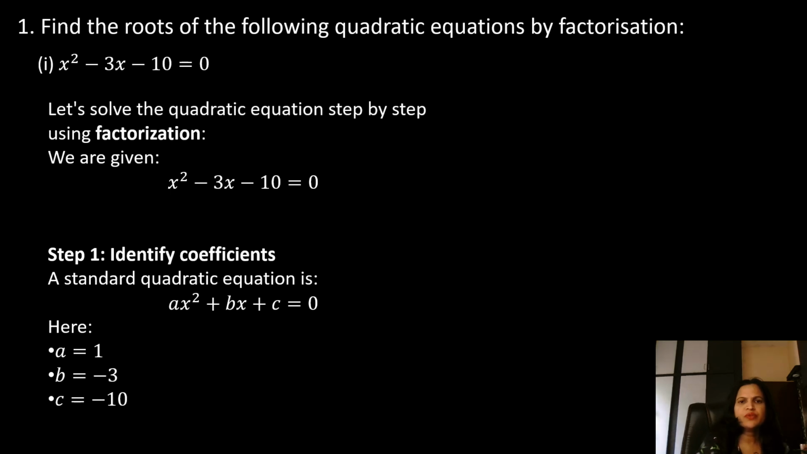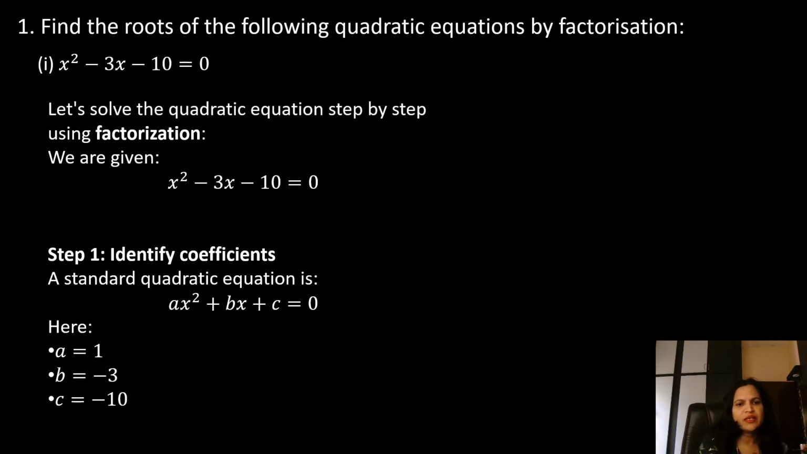First one, find the roots of the following quadratic equation by factorization method. First question is x square minus 3x minus 10 equal to 0. Let's solve the quadratic equation step by step by factorization. We are given x square minus 3x minus 10 equal to 0.